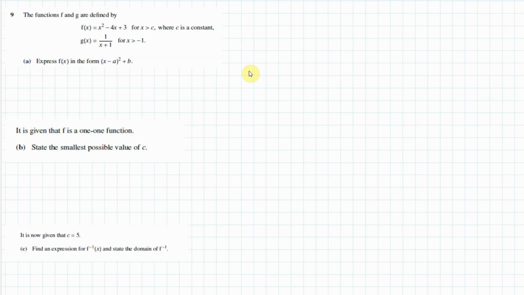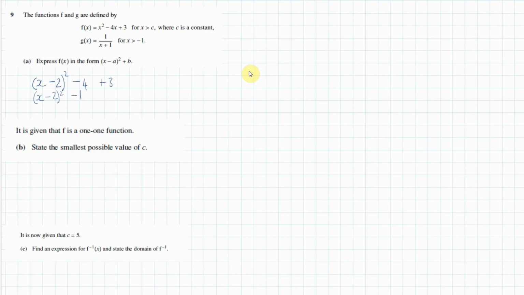So I'm completing the square, so I would simply write x minus, and I'm going to halve that 4, so it's going to be 2. I'm going to square that, I'm going to subtract the square of minus 2, which is 4, and then I've got the plus 3 at the end. Simplify, and that should be minus 1.